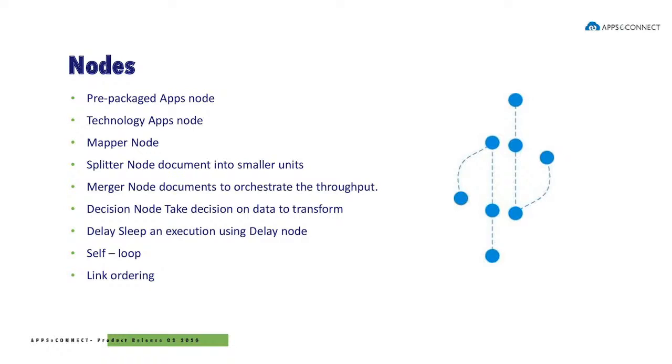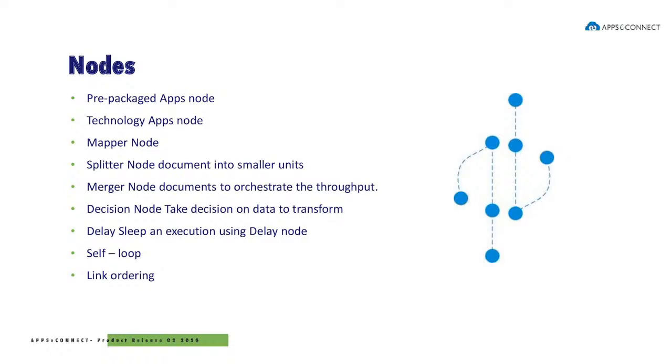You can use the technology app nodes to create your own customized node for an application for any of the supported protocols such as REST, OLEDB, file, etc. APPSeCONNECT gives you the option to create technology app nodes in a quick, easy way. Mapper node is for mapping the entities and attributes of the source and destination applications to transform the data as per the business logic. Another very important node that you will find in process flow is the splitter node.